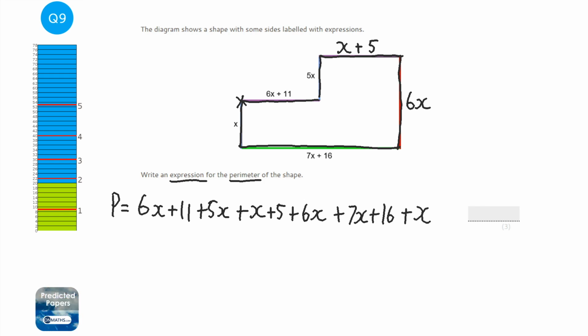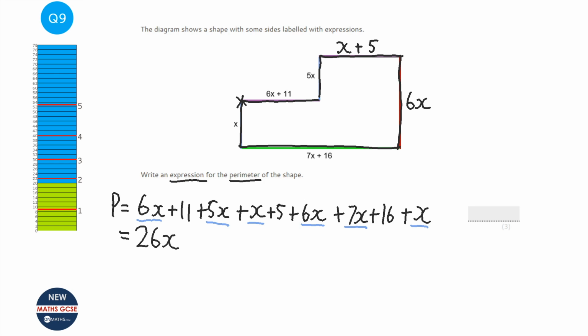Now we'll always need to simplify this. Okay, so if I collect the x's first, so we've got a 6x plus a 5x plus an x plus 6x plus 7x plus an x, which is going to be 26x.